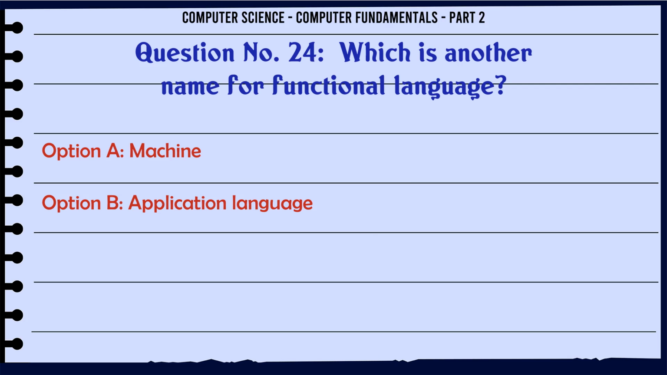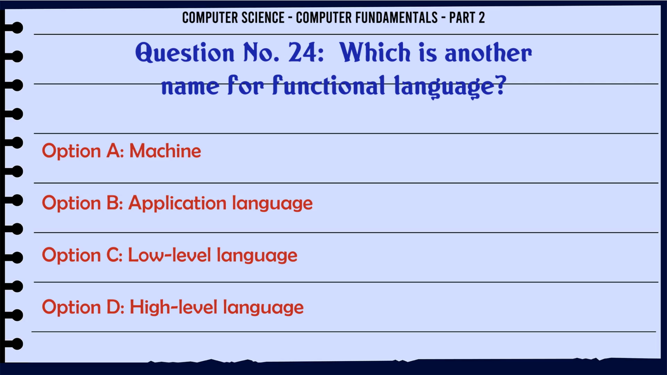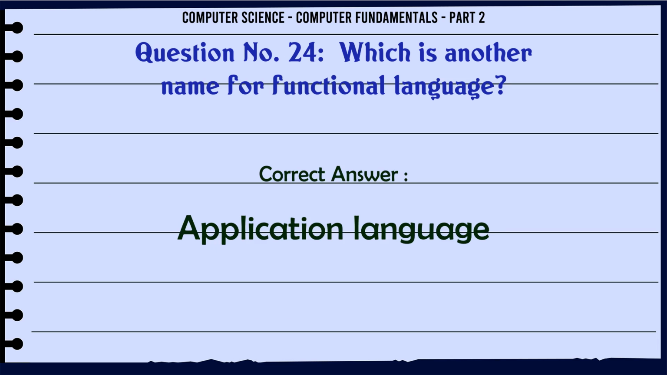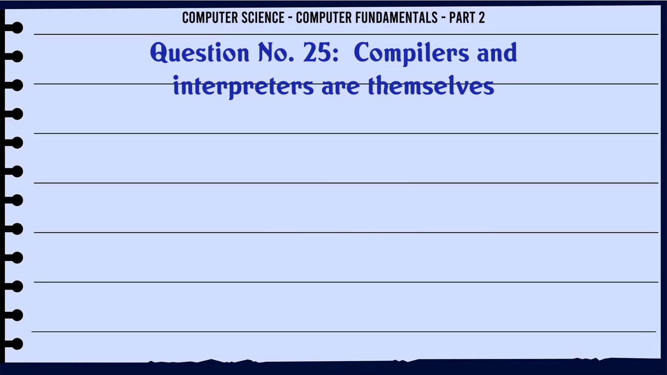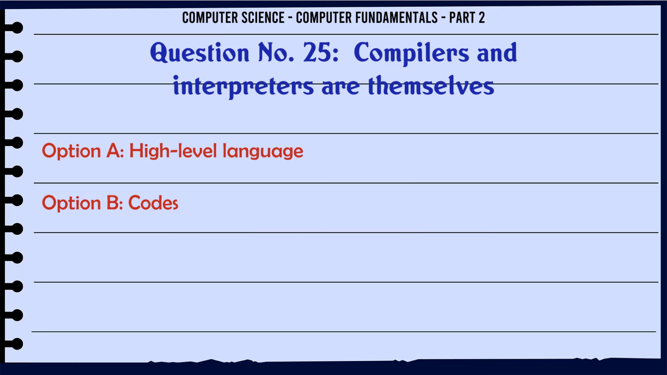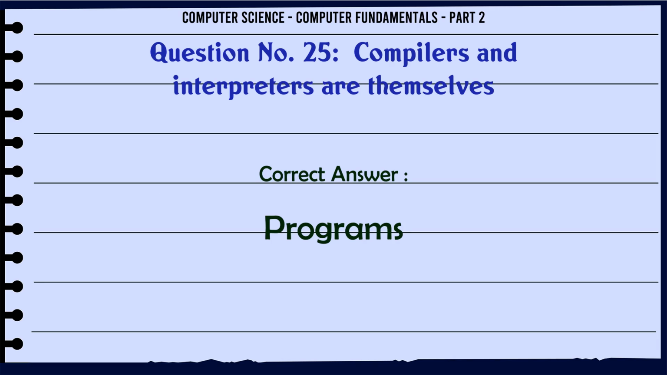A. Machine, B. Application language, C. Low-level language, D. High-level language. The correct answer is application language. Compilers and interpreters are themselves A. High-level language, B. Codes, C. Programs, D. Mnemonics. The correct answer is programs.